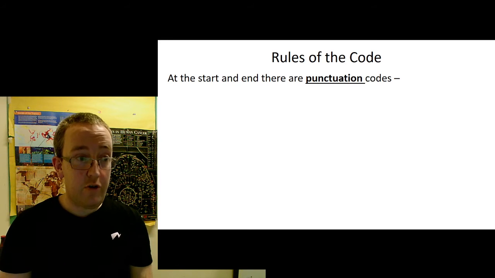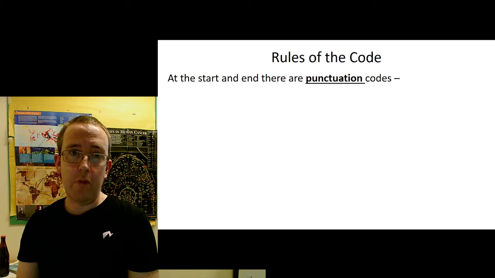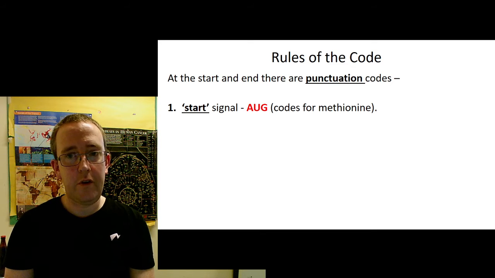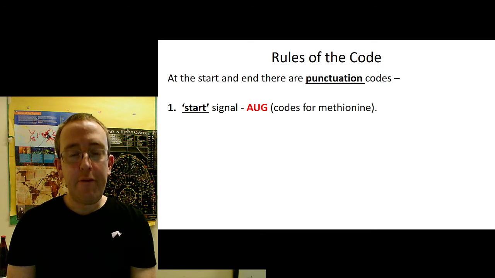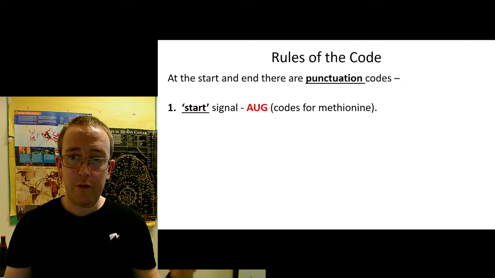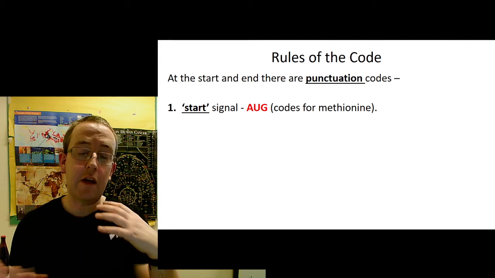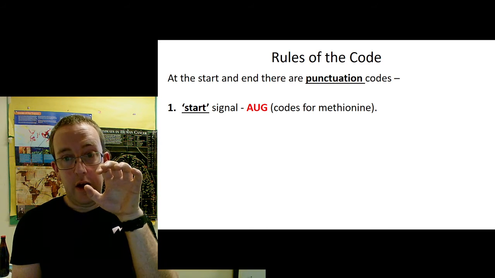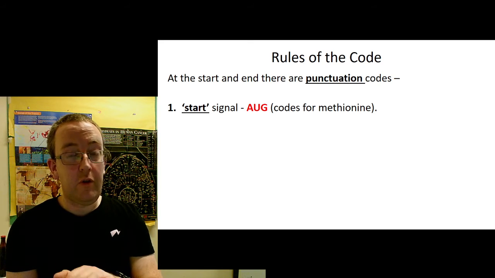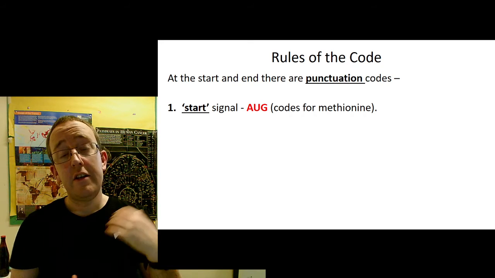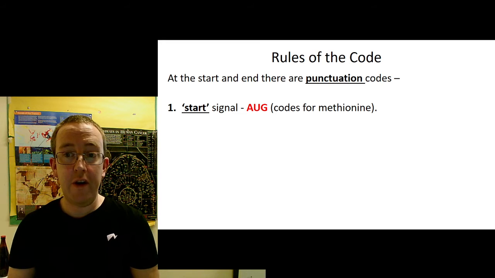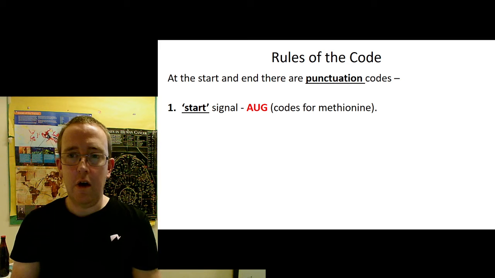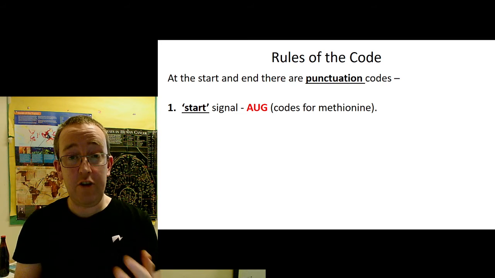Every language needs punctuation, and there are a couple of punctuation marks you need to know about at this stage. The first one is the start signal. Okay? That's like a capital letter. Every protein starts pretty much with AUG. That's how the ribosome knows which bit of the RNA to bind onto and to start doing translation. Okay, so AUG, it codes for the amino acid methionine, is like our capital letter. The ribosome will run along, find an AUG, and start its translation from there.